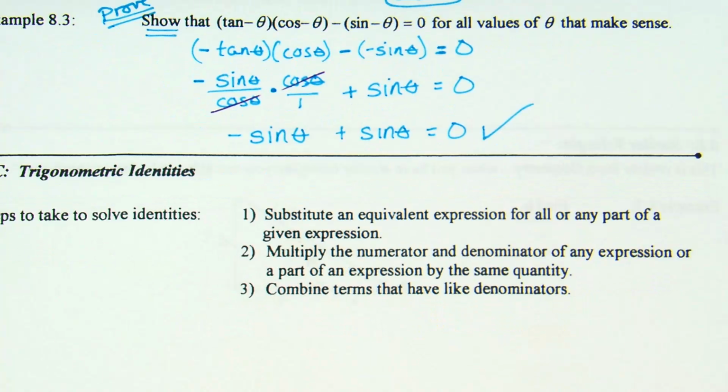Multiply numerator and denominator of any expression or a part of an expression by the same quantity. Maybe trying to convert so they have common denominators, so just looking for ways to put them together. And combine terms that have like denominators. So again, steps, I don't know, things to think about, recommendations. Let's try them.